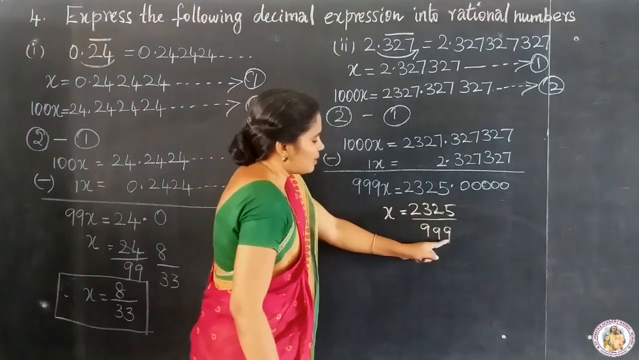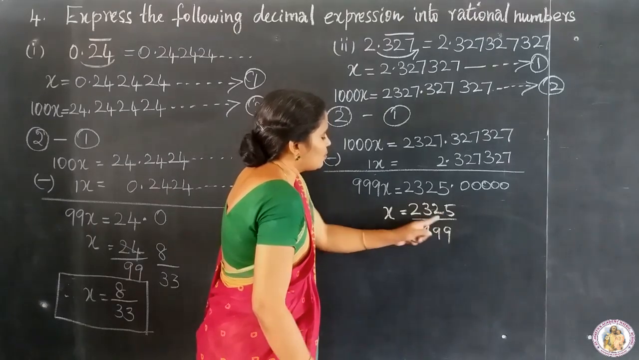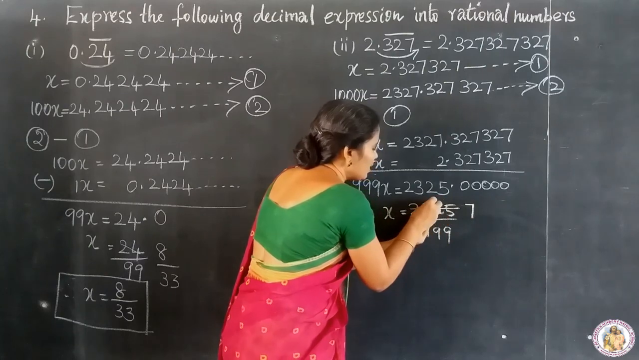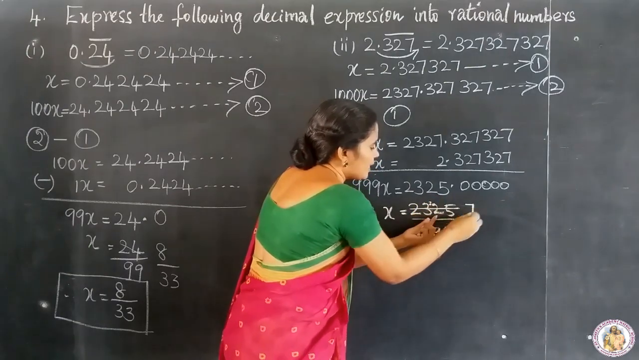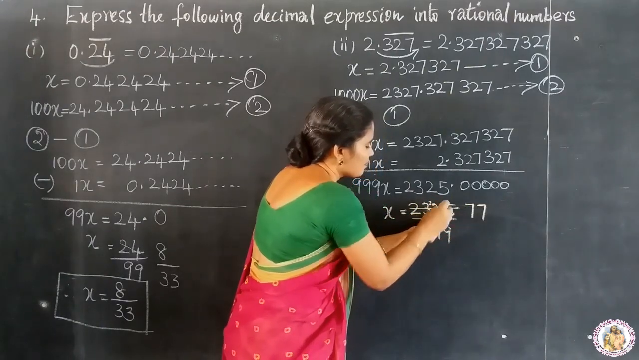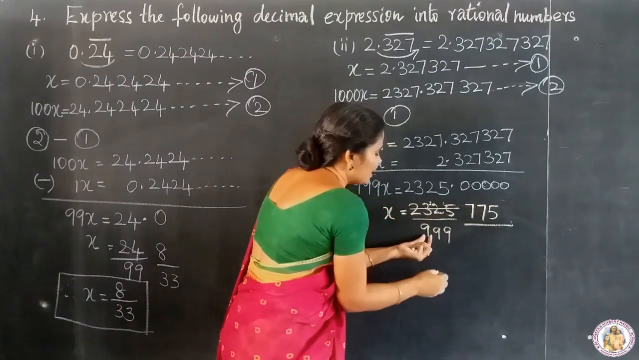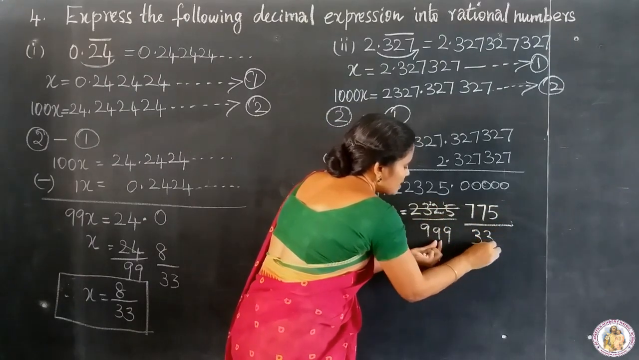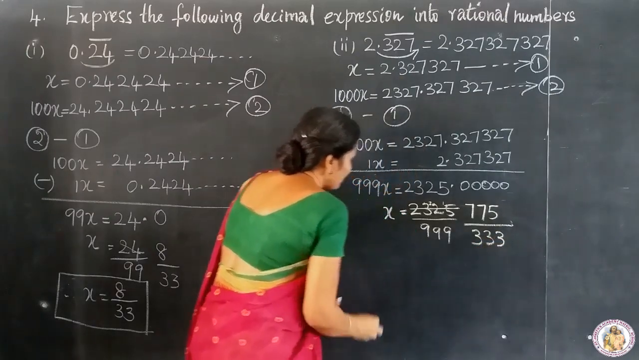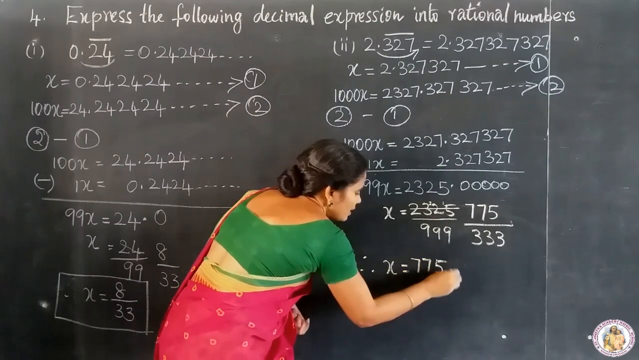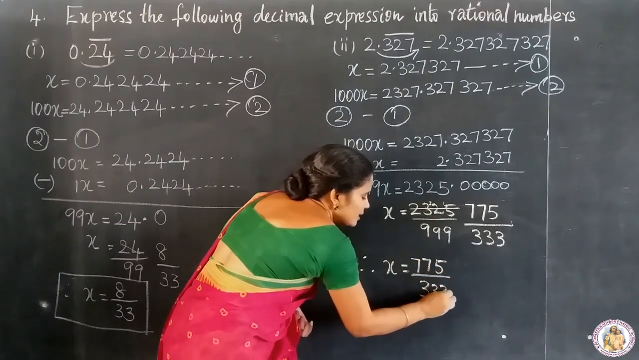Now you can see 9 and 3 both will go in the 3 table. 3 sevens are 21, remaining 2. Again 7 threes are 21, so remaining 1. 5 threes are 15. Divided by 3: 3 threes are 9, 3 threes are 9, 3 threes are 9. Therefore, x is equal to 775 divided by 333.